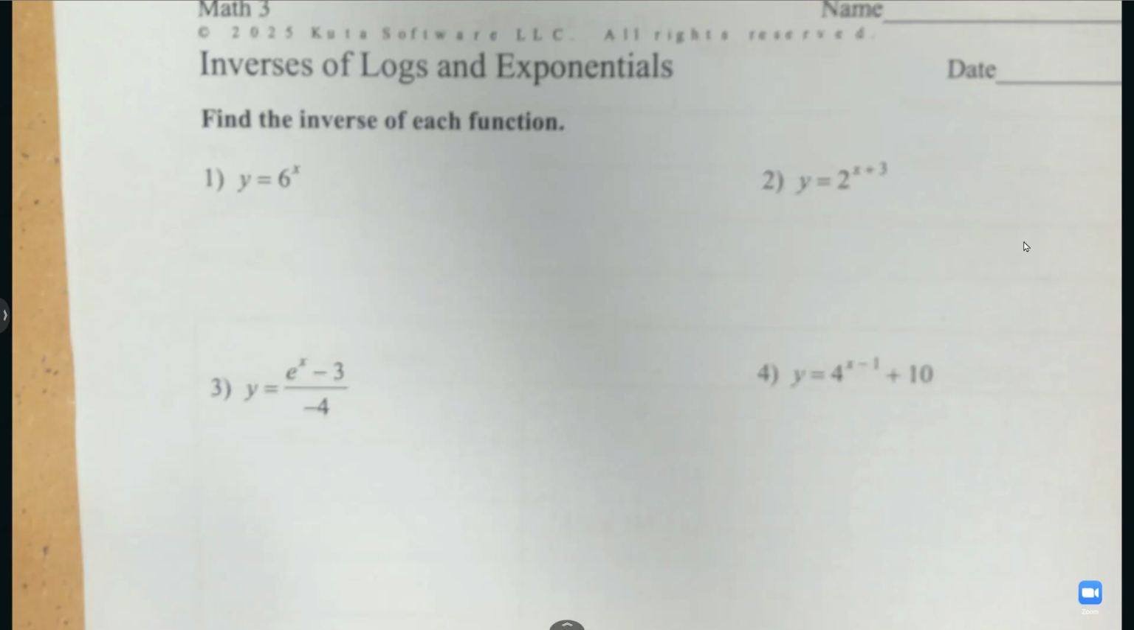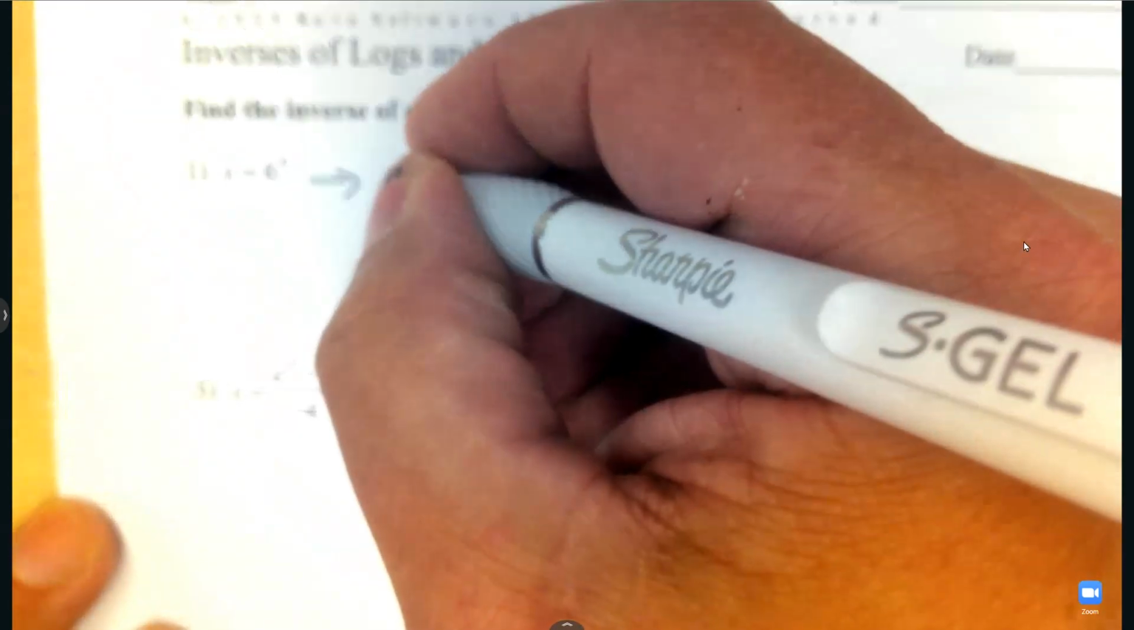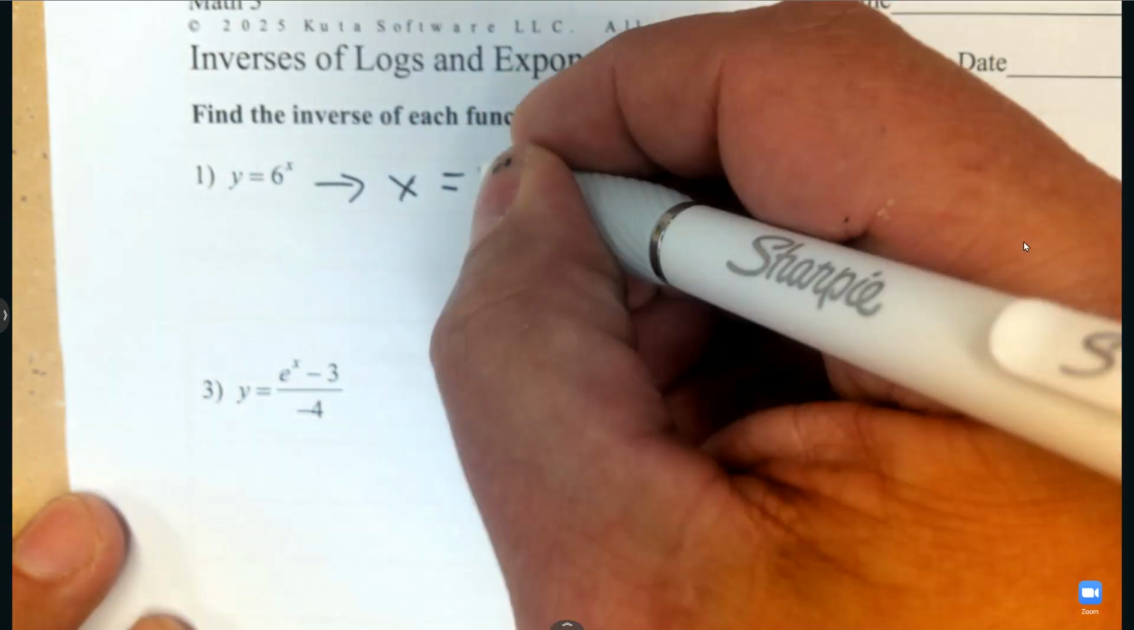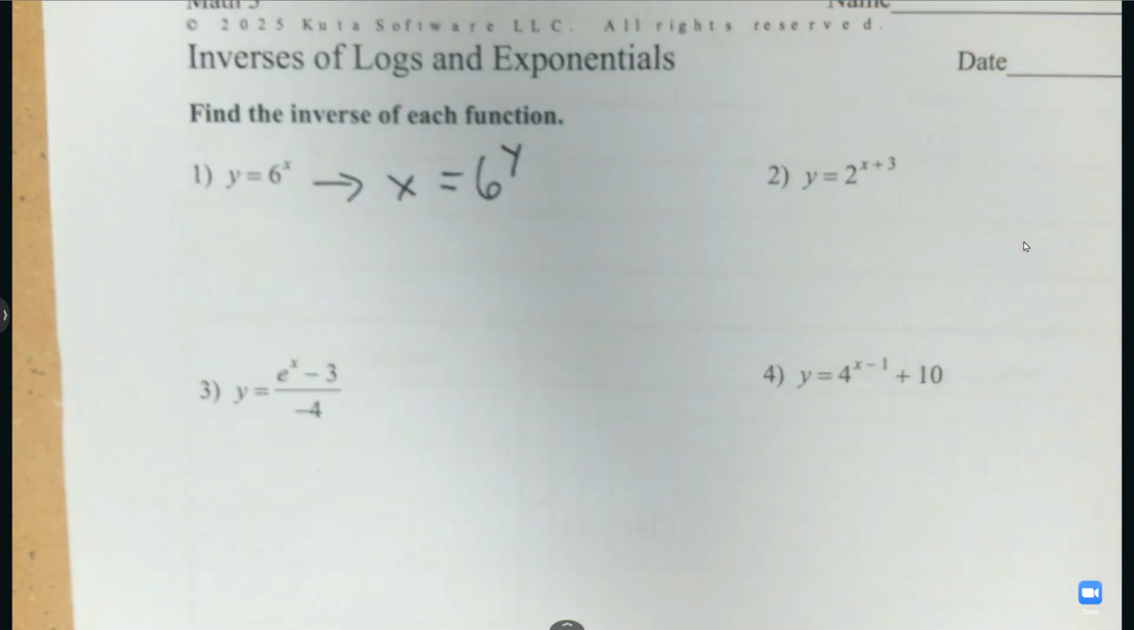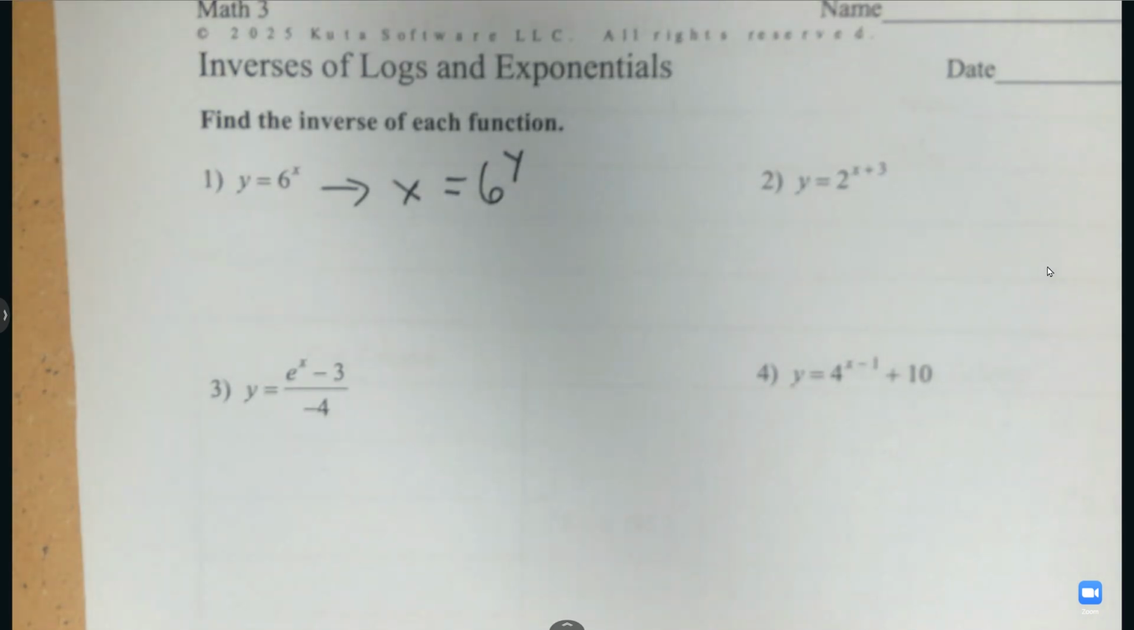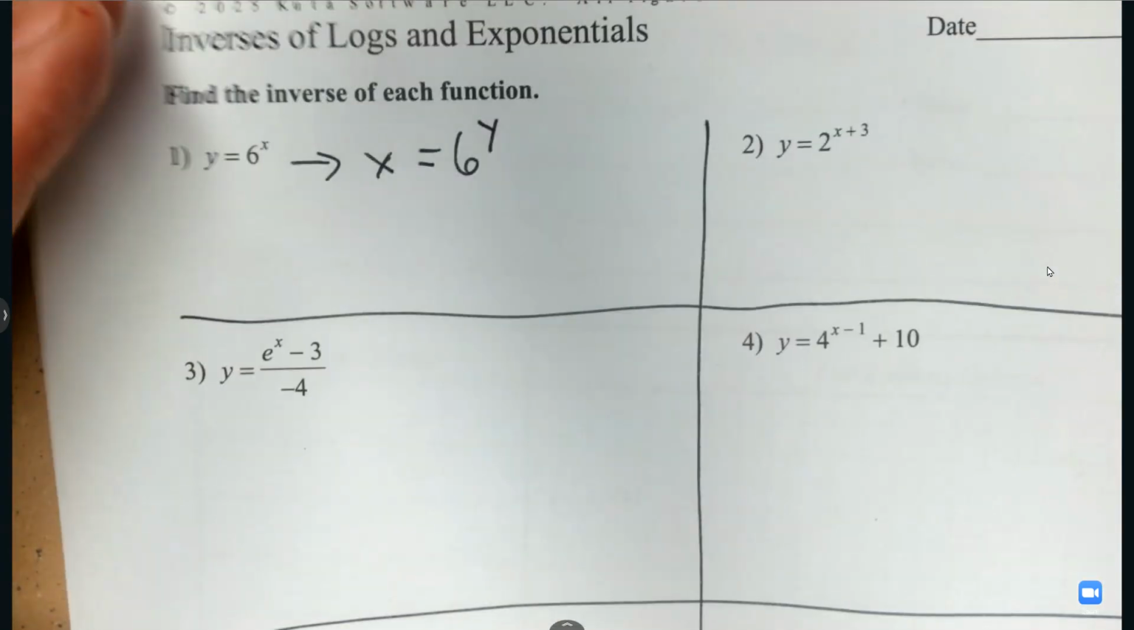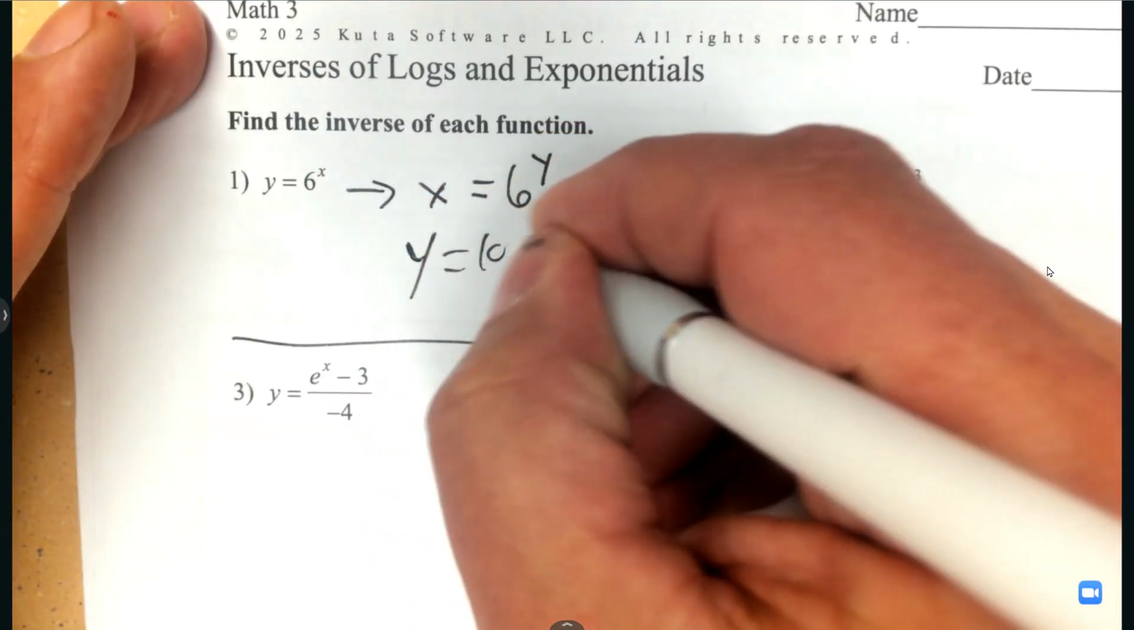And hopefully my camera can focus in most of the time. So first we're going to inverse the equation. So x equals 6 to the y. And then we need to solve for y. So we learned that exponentials and logarithms are inverses of each other. So to solve for y, we're going to write it as a logarithm. So we're going to write y equals log base 6 of x, and that's it. That is the inverse of what you see.